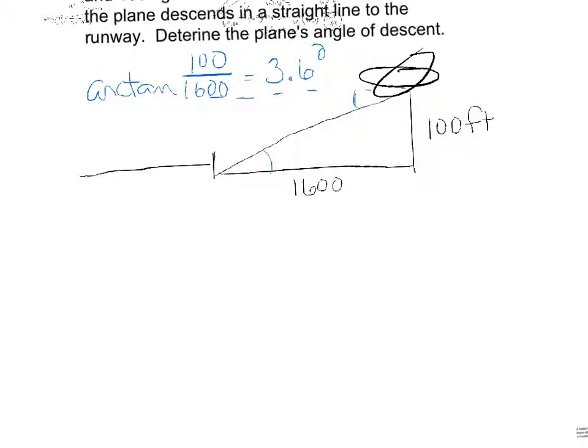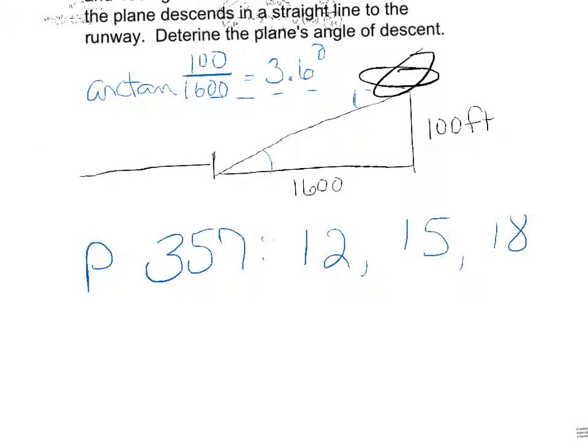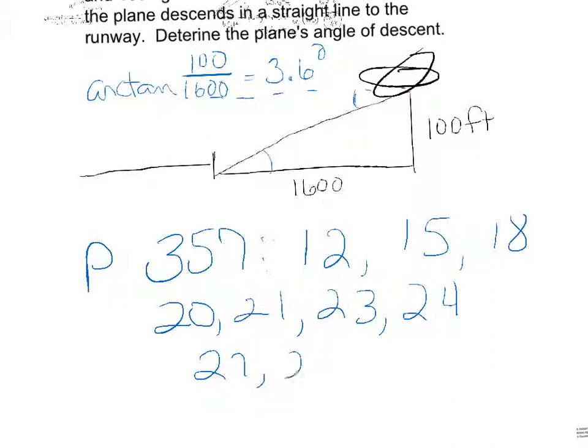All right, we're fixing to take our quiz. When you get finished with your quiz, your assignment is on page 357. Some of these are just solving right triangles, so they're pretty quick and they won't be difficult. 12, 15, 18, 20, 22, 21, 23, 24, 27, 28. Okay, so there is your assignment. And we are going to take our quiz.